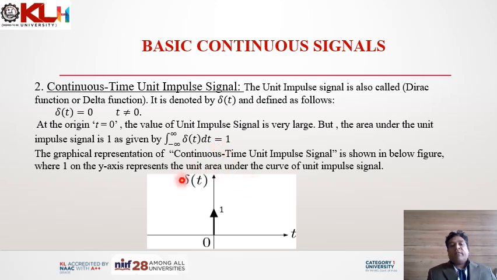We can see the graphical representation of delta of t, which is of course the impulse signal. So all the values at negative time and all the values at positive time are 0. Only at t equal to 0, at the origin, delta of t has a large value.